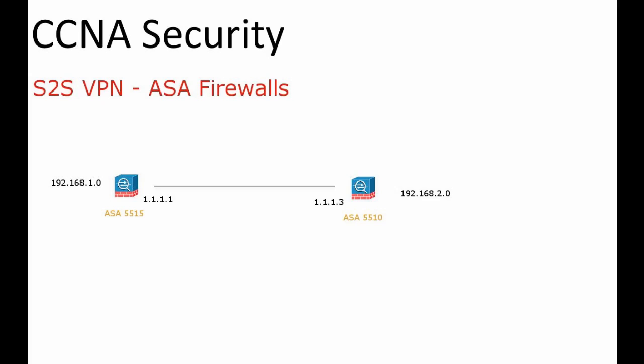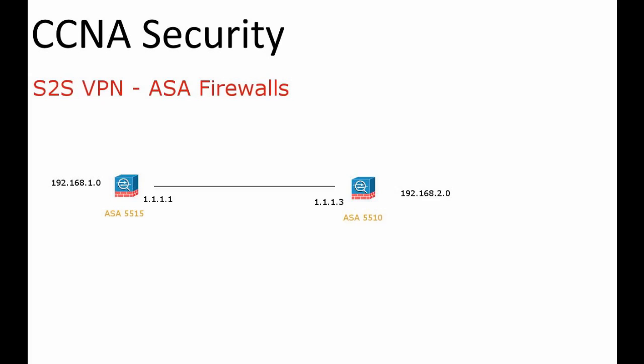This is a really important topic in the real world. A lot of VPNs are created between ASA firewalls, and this is in a way beyond CCNA security. If you're preparing for your CCNA security exam, I do not expect Cisco to ask you, can you set up a site-to-site VPN between two ASA firewalls? In the real world, it is a really important topic, and if I were you, I would play with it, create a lab, even in GNS3, that should be more than enough.